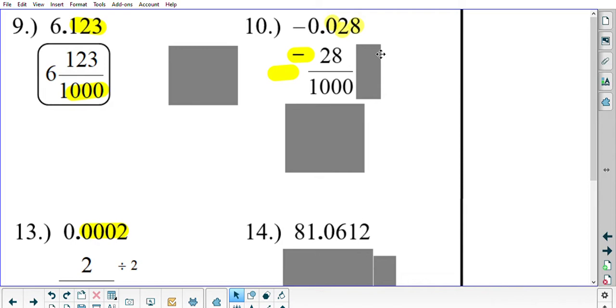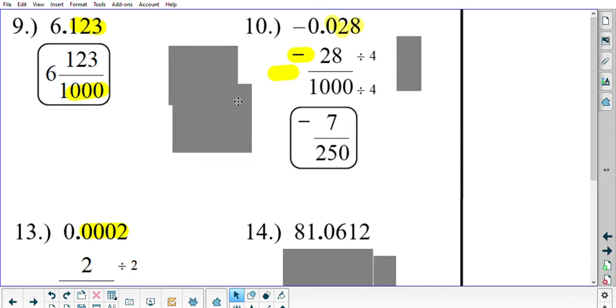Notice I didn't circle this, and you should know why. 28's even. 1,000's even. They're at least both divisible by 2. But you might have figured out they're both divisible by 4. That's the quickest way of reducing this. Now, if you reduce them both by 2, you would have got 14 over 500. Forgive me, negative 14 over 500. And then you would have to reduce them both by 2 again and get negative 7 over 250.